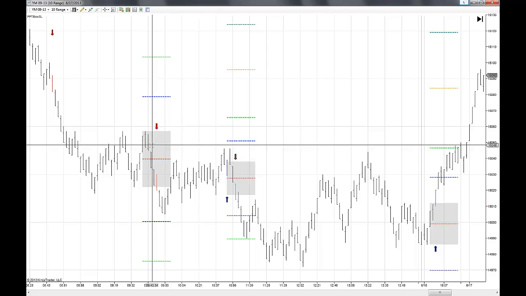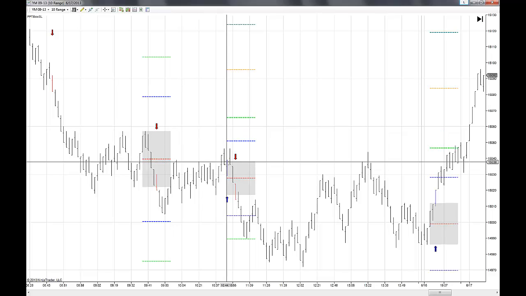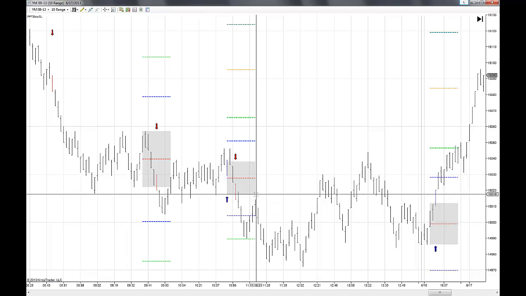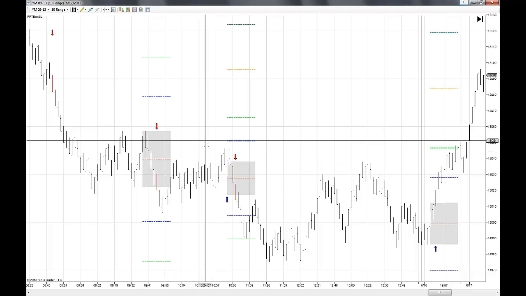Okay, so check this out. We have a short here. We have a box here. Okay, so our stop is here. Well, we also now have this box that formed, and we got a blue signal. So the question, of course, is what do you do? What do you trade off of the new box signal, or do you hang on to your position?